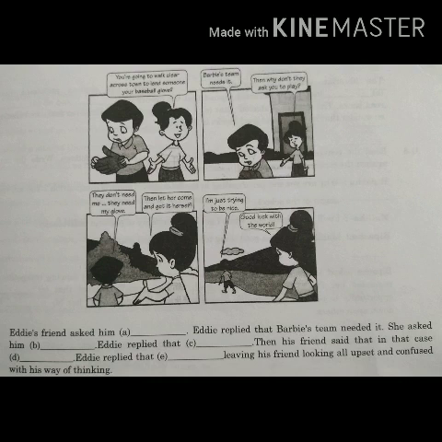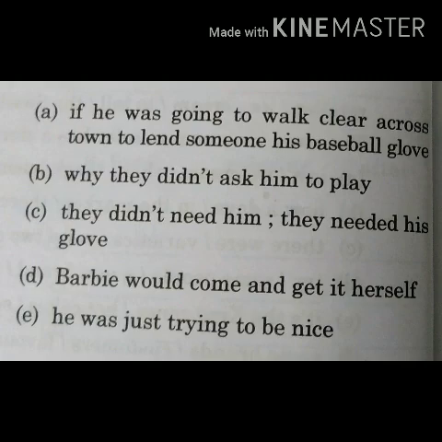Please do it. Your answers are as follows. Look at the following answers. If you are going to walk clear across town, lend someone his baseball glove. That's the answer for the first one, A. And B, why they didn't ask him to play. C, they didn't need him, they needed his glove. And D, Bobby would come and get it. Then the last one, he was just trying to be nice.